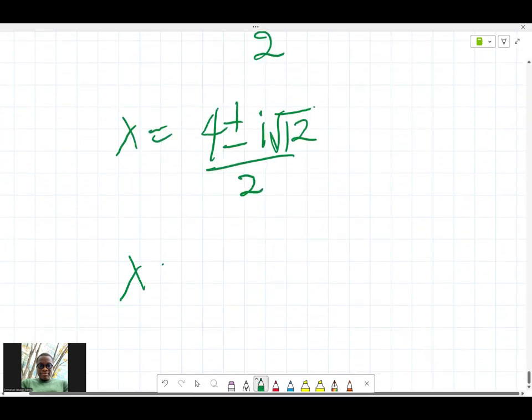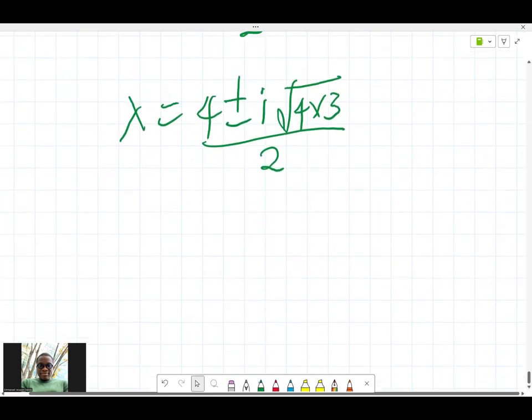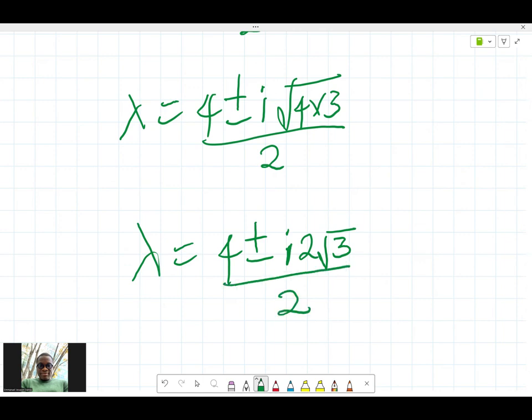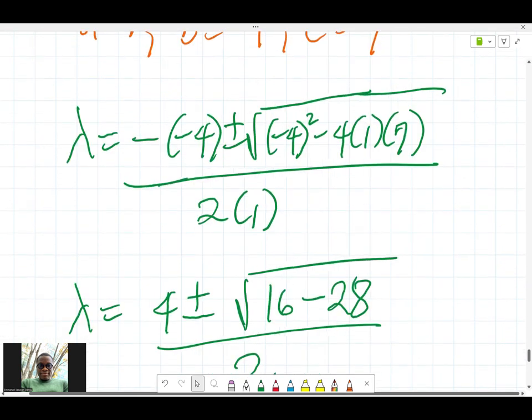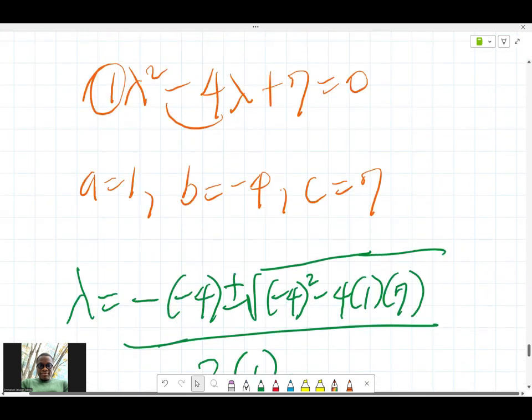That means lambda is equal to 4 plus or minus i times the square root of 4 times 3, since 4 times 3 is 12, all over 2. The square root of 4 is 2, so we have 2 root 3 divided by 2. I hope I got that right. 4 squared is 16, 4 times 7 is 28. Yeah, that works, that's 4ac.